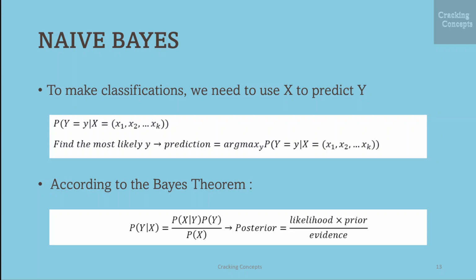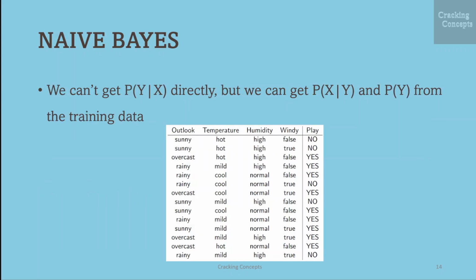According to Bayes' theorem, p of y given x is equal to p of x given y into p of y by p of x. We have already seen this in one of the previous videos, which can also be written as posterior is equal to likelihood into prior by evidence. This is a rather simple transformation, but it bridges the gap between what we want to do and what we can do. We can't directly get p of y given x, but we can get p of x given y and p of y from the training data.